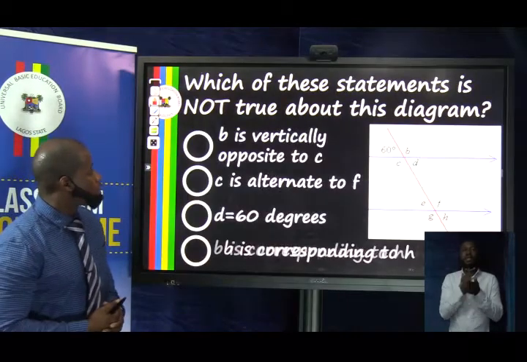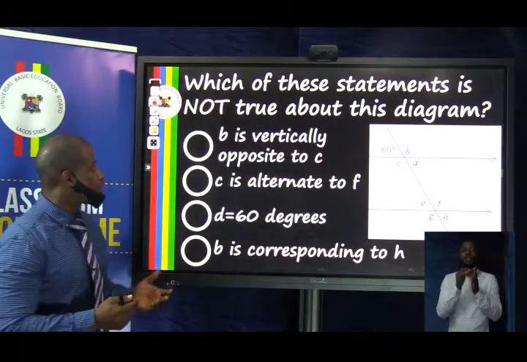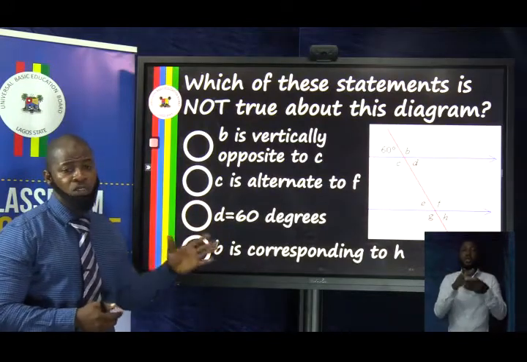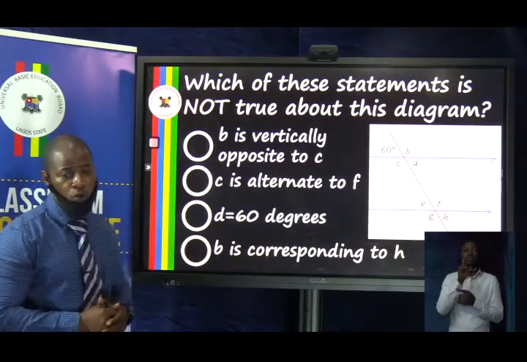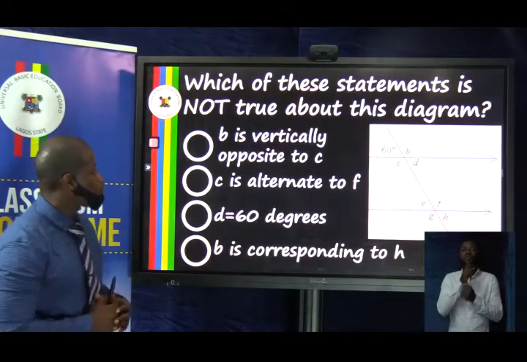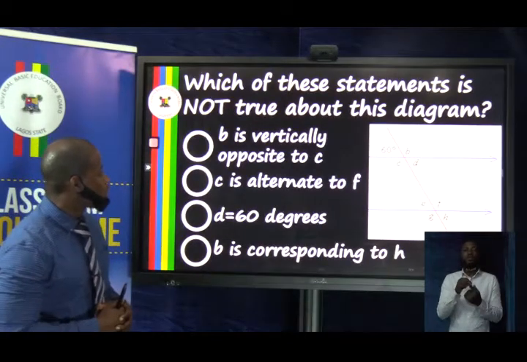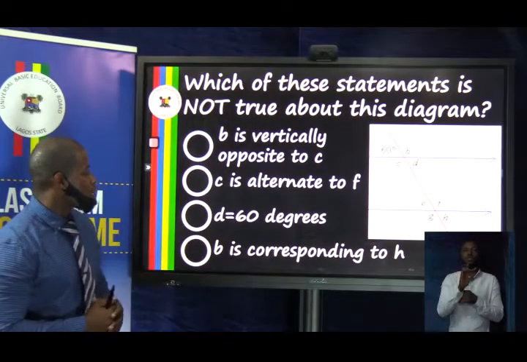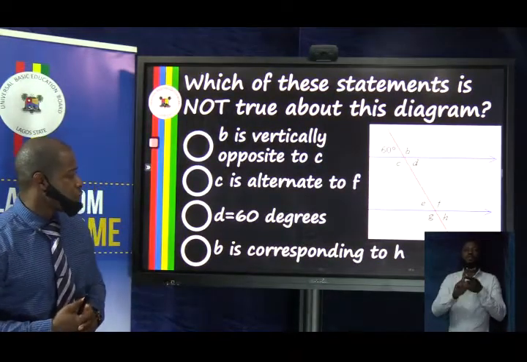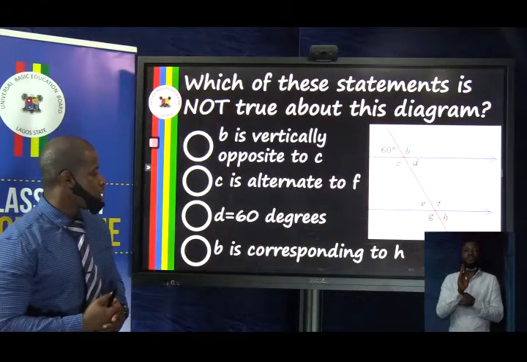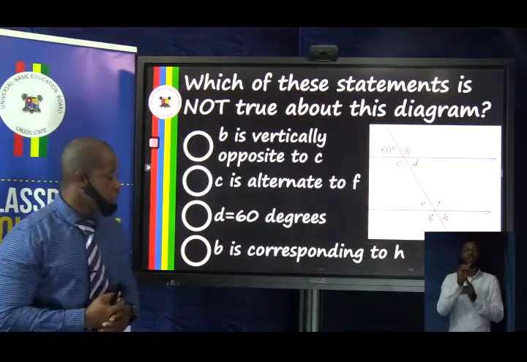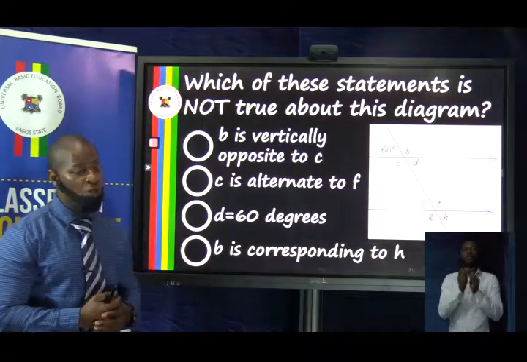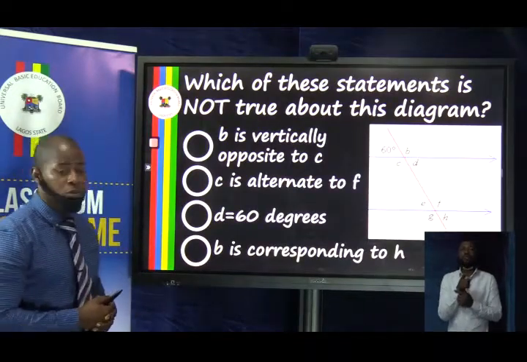The next question says, which of these statements is not true about the diagram? That is, study the diagram. All statements are true except one. You have to identify which one is not true. So first option says B is vertically opposite to C. Second option says C is alternate to F. Third option says D is equal to 60 degrees. And the last option says B is corresponding to H. So which one is not true?